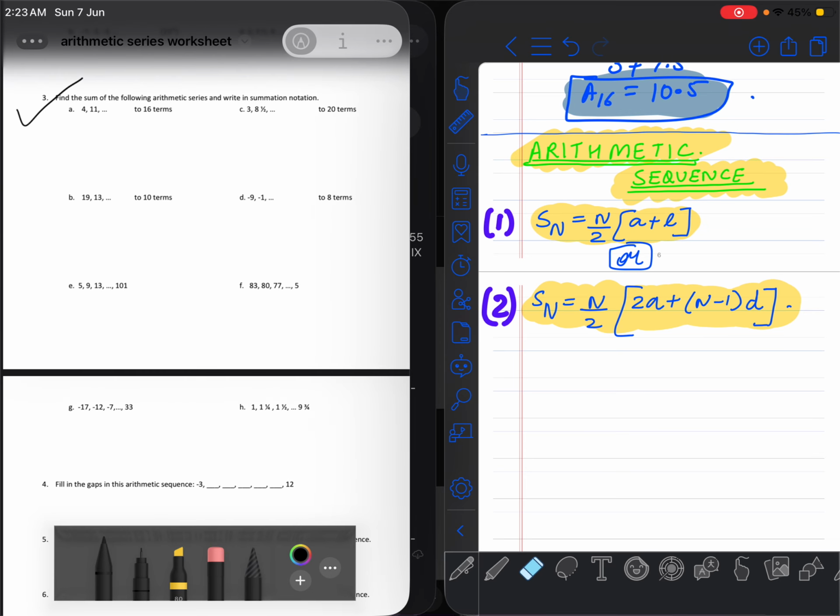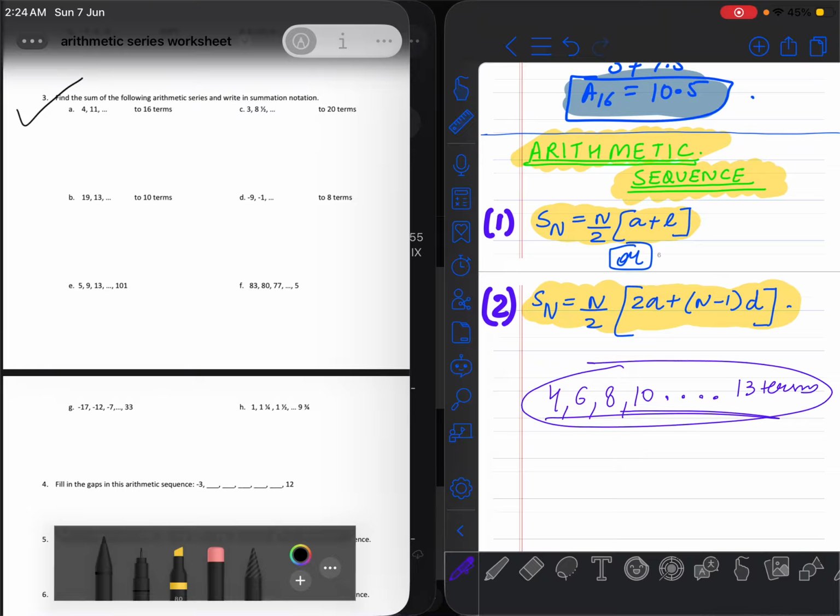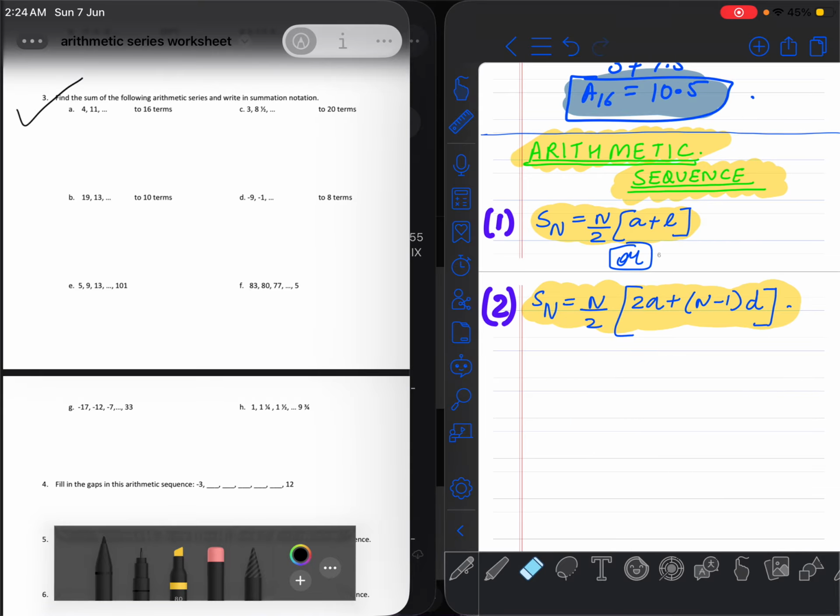But when we have a sequence, for example 4, 6, 8, 10 and so on, I can say 13 terms are there. So if I ask what is the sum of these 13 terms, of course you will not keep on adding them. For that as well we have a formula. The first formula is n by 2.